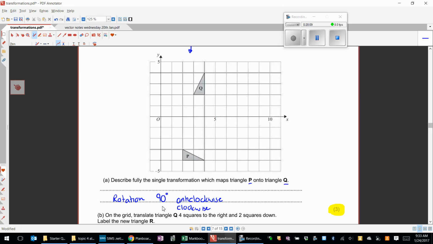If you're going to go 90 degrees in one direction, that's 90. If I want to go the opposite direction, how far is that? 360 take away 90, which is 270. So it could be 270 degrees clockwise. You're also allowed to say that. Either or. What's missing for the third mark?